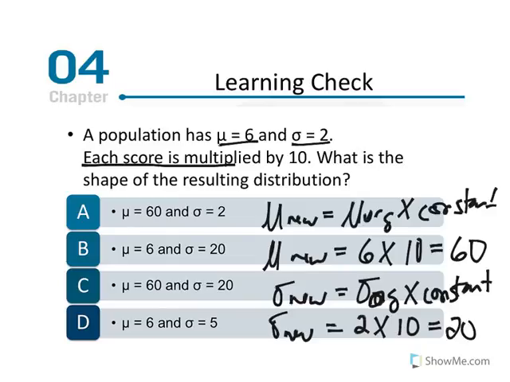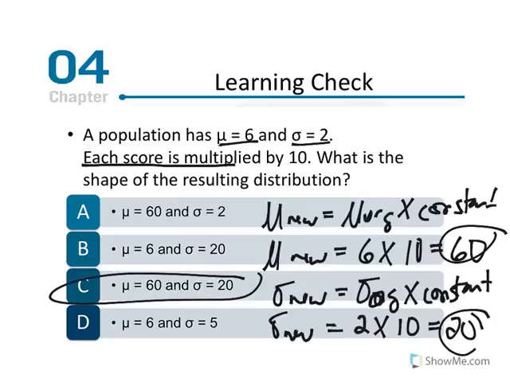And I may have said mu just a second ago, and what I meant was standard deviation. So the new standard deviation of the population is equal to the original multiplied by the constant. So the new standard deviation is equal to 2 times 10, and we get 20. Therefore, our answer is 60 and 20, and our answer would be C.